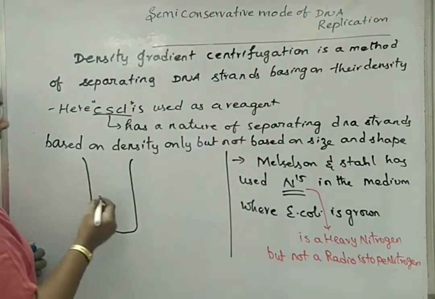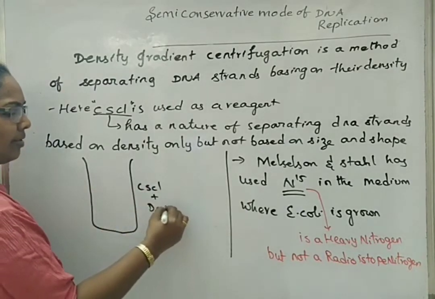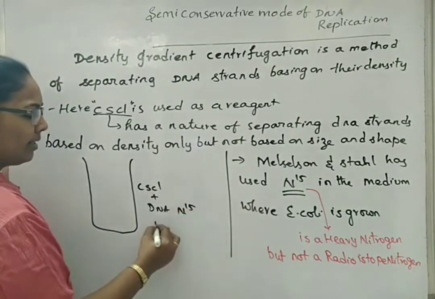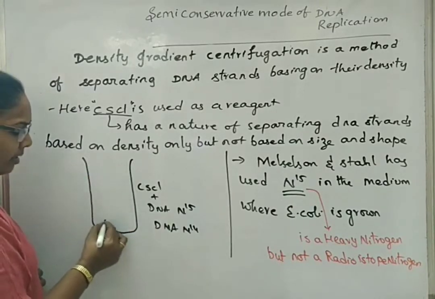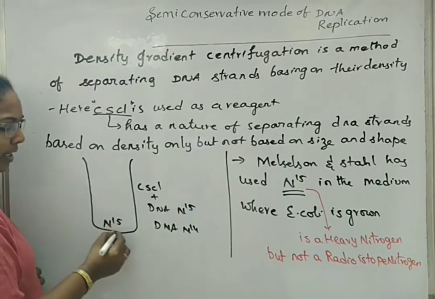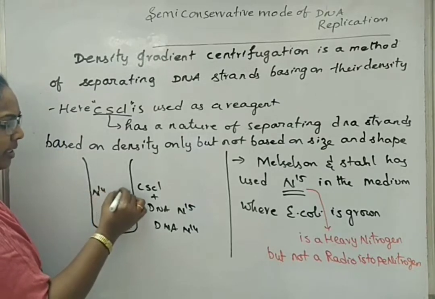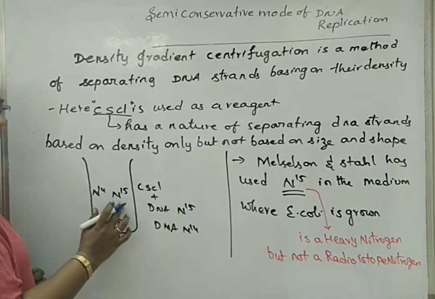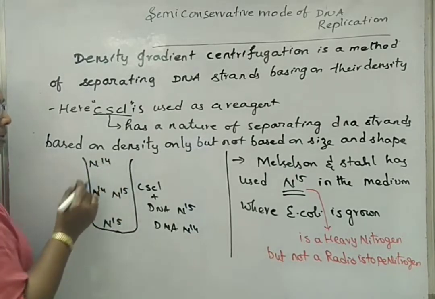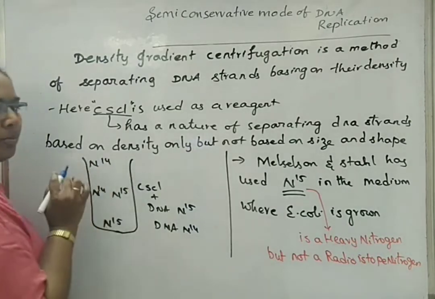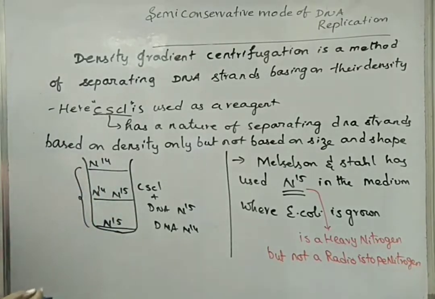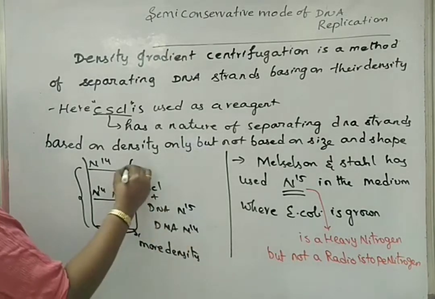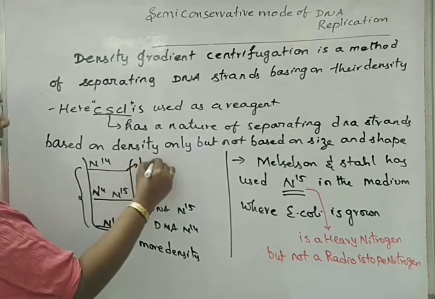Now, when cesium chloride plus DNA with this type of nitrogen and DNA with normal nitrogen are kept in a test tube and centrifuged, the N15 containing DNA are at the bottom because of their high density. N14 and N15 intermediate DNA strands, which have both, are present in the middle area above the bottom, and purely nitrogen 14 containing DNA strands are present at the topmost area of the test tube. So here one band, here another band, here another band. All these bands are differentiated based on density. The density at the bottom is more. The density of the bands at the top of the test tube is less.